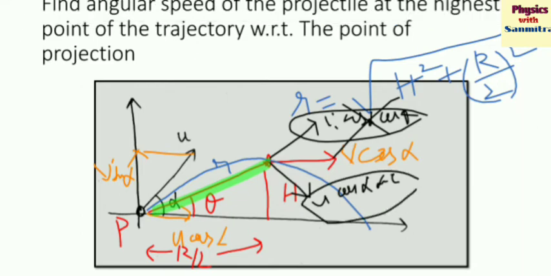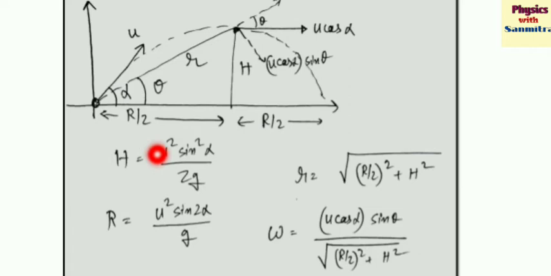So I have already written everything here. H I have calculated as u square sin square alpha by 2g. R is u square sin 2 alpha by g. This distance is root over of r by 2 square plus h square. Now what is omega? I will consider only this component, u cos alpha sin theta. So this is theta, this is u cos alpha, so this will be u cos alpha sin theta. This much I think you can handle. Now u cos alpha sin theta by root over of r by 2 square plus h square, and you can put the values here.